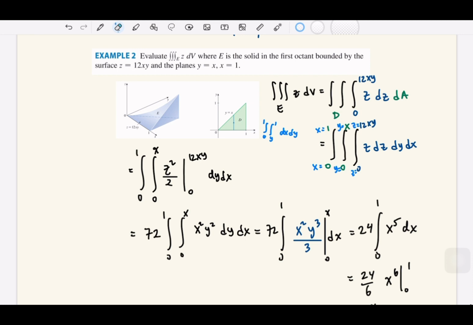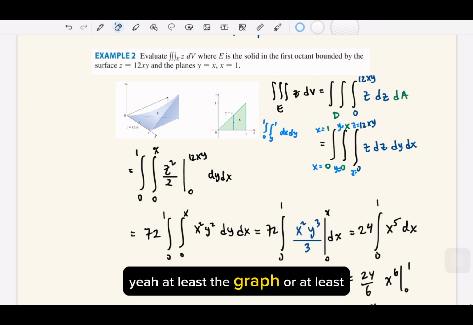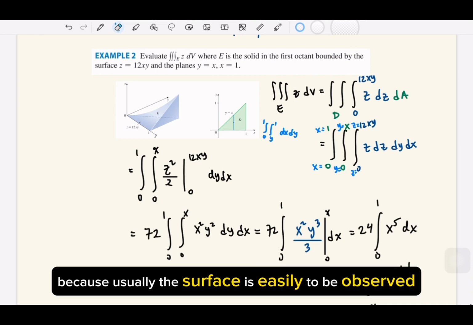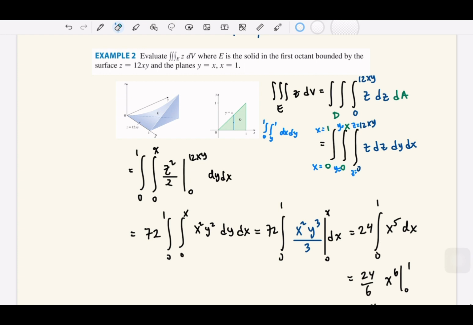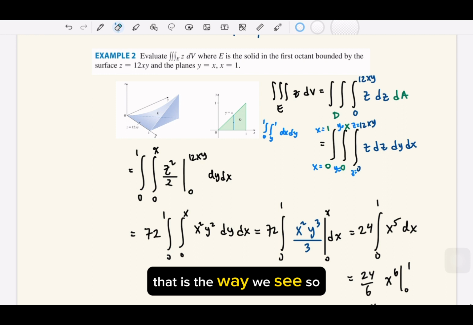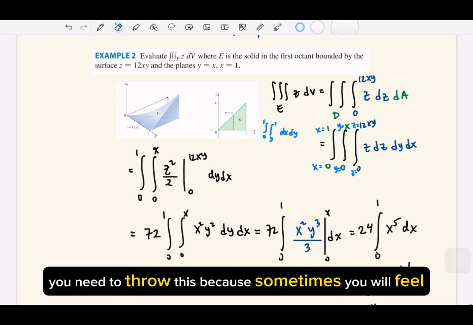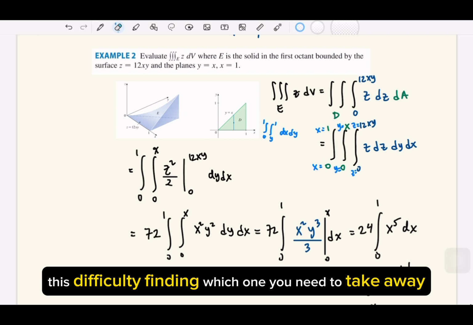Yes. Yeah, at least the graph for the beam, at least. Okay. Because usually the surface is easily to be observed. Should we just make the graph from the question? Yes. And then we choose the easier one to do. Yes. Okay. Basically, that is the way we see. So, for sure, the B is going to be, like, you need to draw this because sometimes you will feel this difficulty finding which one you need to take, dydx or dxdy.